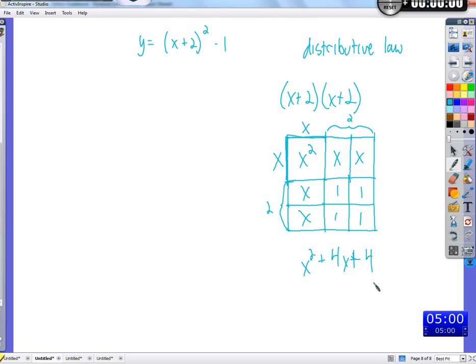You can see that when you set it up this way, everything has to get multiplied by every other thing. This x times this x, this x times this 2, this x by that 2, then this 2 times this x, and this 2 times this 2. Here's your 4.